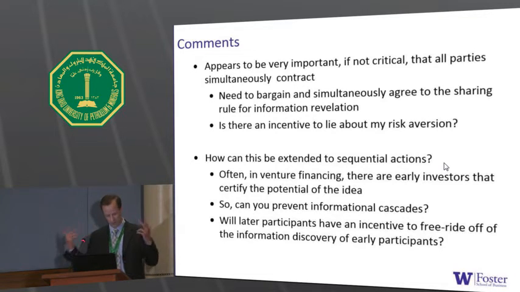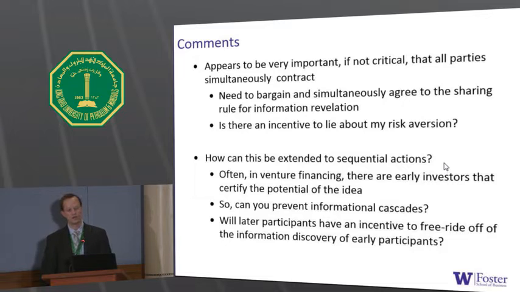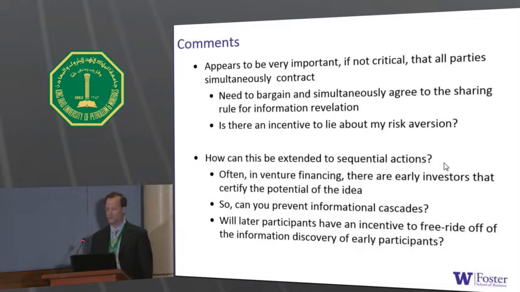So just a thought that crossed my mind as I was reading is, can I and would I lie about my risk aversion? But we see a lot of settings in real contracting and real financing where there's sequential actions, right? So in venture financing, there might be early investors that essentially certify the potential of the idea, and so we don't have everybody bargaining at once, and I don't think you get the same effect you get in his model.